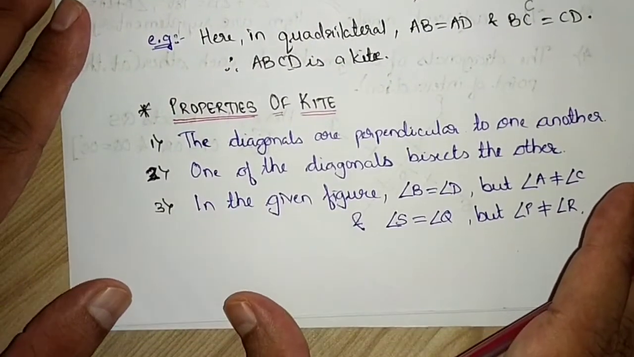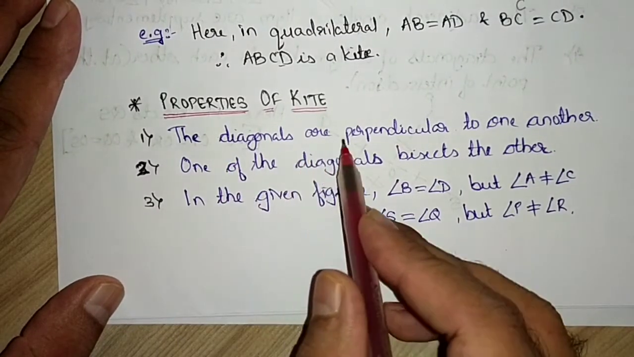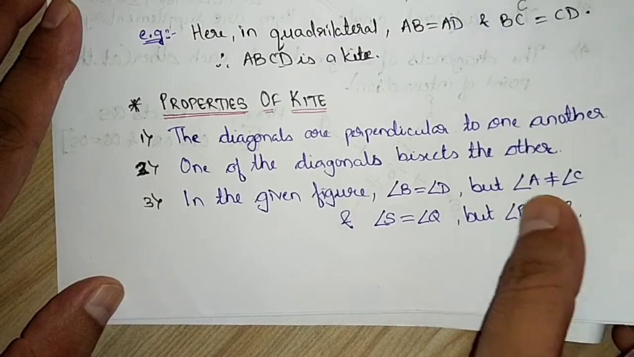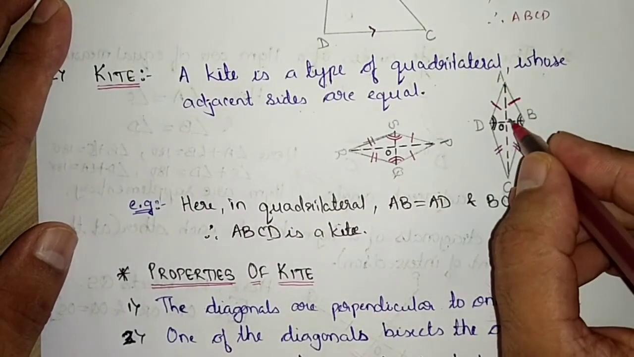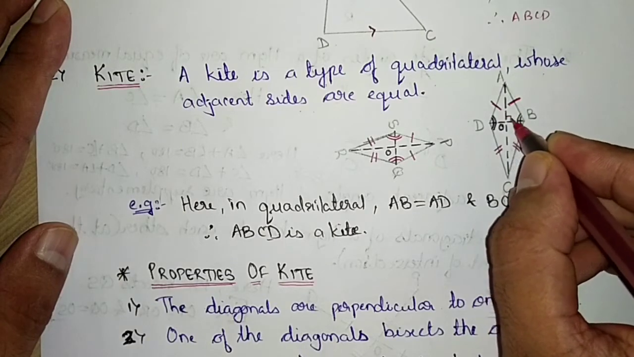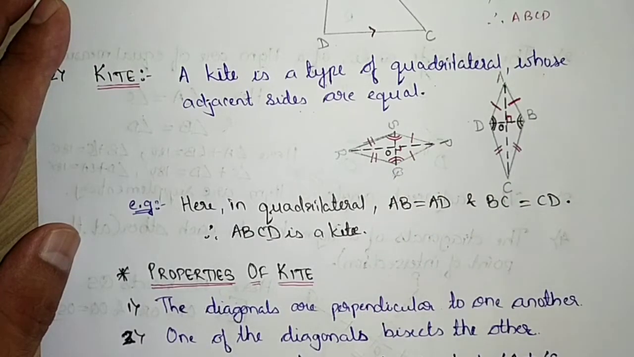Now let us move to the properties of a kite. The diagonals are perpendicular to one another. If you see, it has two diagonals, and both are perpendicular to one another. That means wherever they meet, they make an angle of 90 degrees. Perpendicular means making an angle of 90 degrees between them.